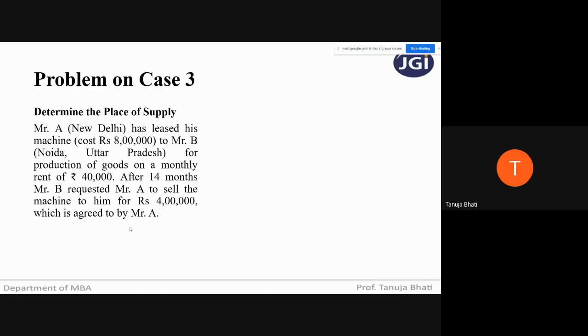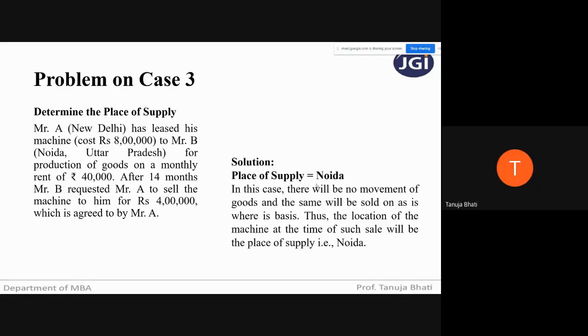So after 14 months, Mr. B is taking it at a value of 4 lakh rupees. Mr. A is in New Delhi and Mr. B is in Noida, which is in Uttar Pradesh. So can you all tell me what is the place of supply? Ma'am, Noida, Uttar Pradesh. Yes. So the place of supply, solution, place of supply is Noida.